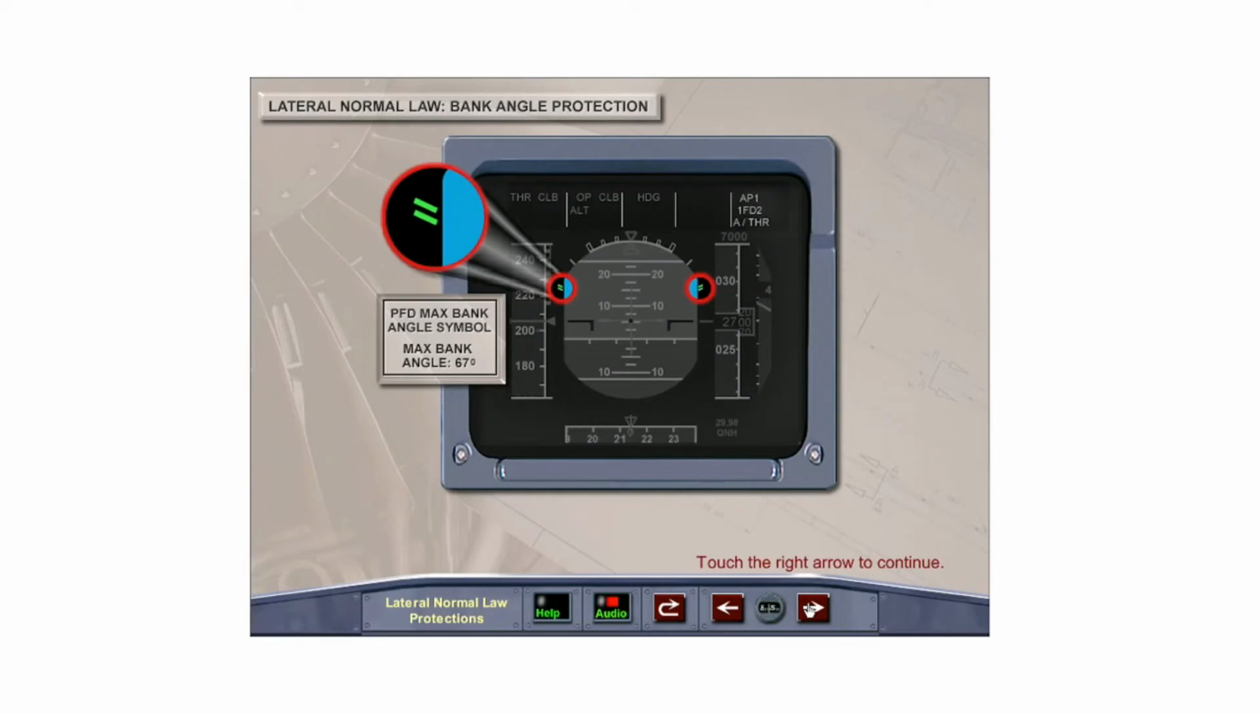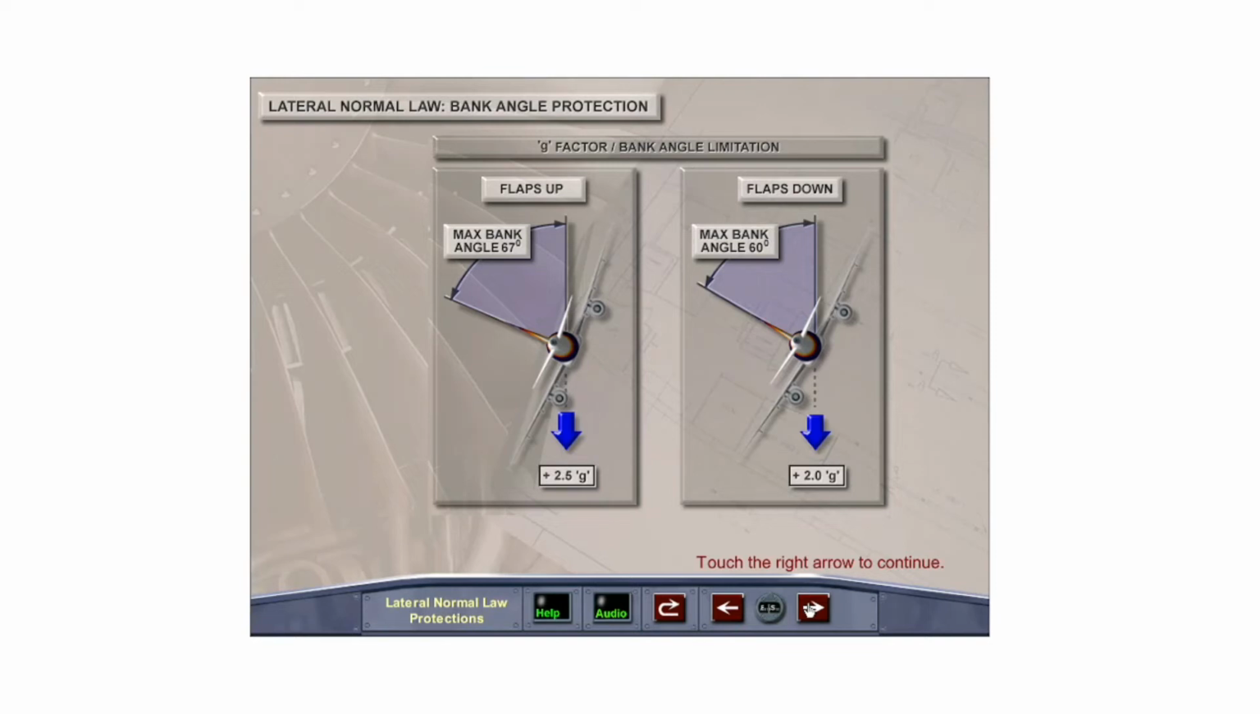The max bank angle of 67 degrees is indicated on the PFD by a pair of green bars. When the bank angle exceeds 45 degrees, the flight director bars disappear. The bank angle limitation of 67 degrees corresponds to the design G factor limitation of 2.5 Gs. With flaps extended, the bank angle is limited to 60 degrees in level flight to correspond with the design factor limitation with flaps extended of 2 Gs.